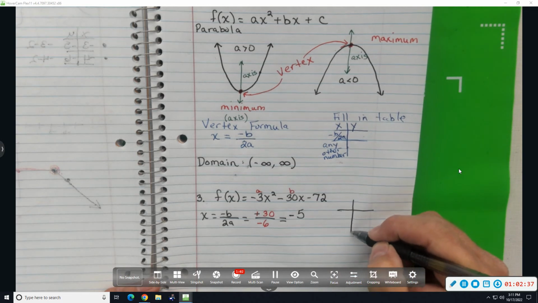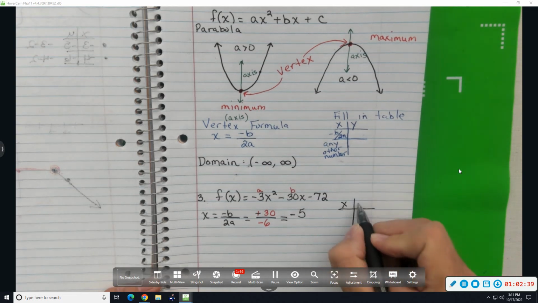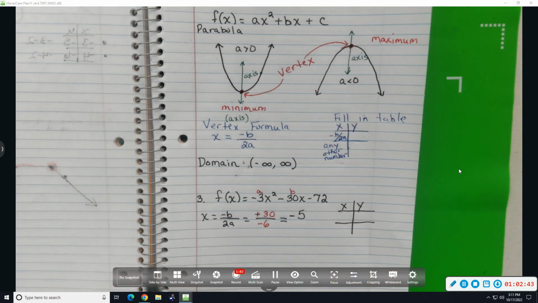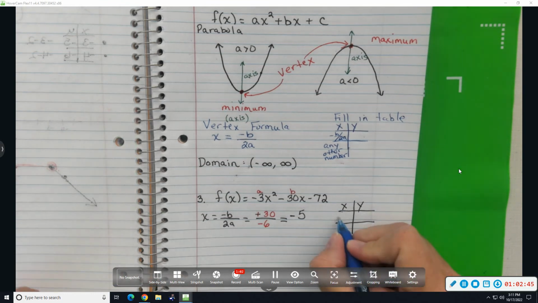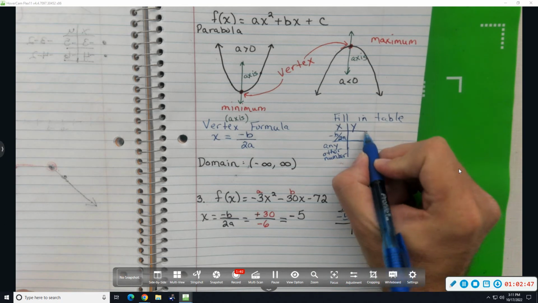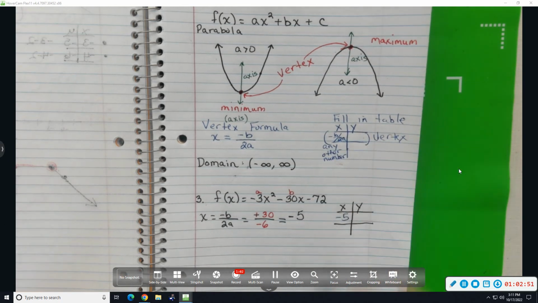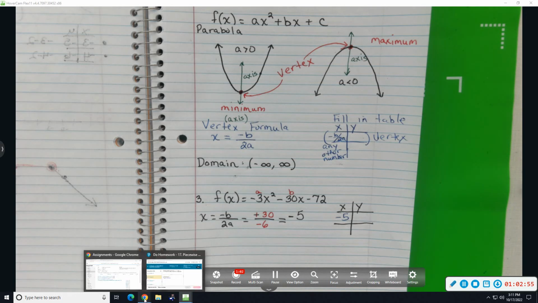I'll draw my XY table. Plug in a negative 5. That's going to get you the vertex. The vertex you got to type as an ordered pair. You can't just type in negative 5. Instructions say type as an ordered pair.